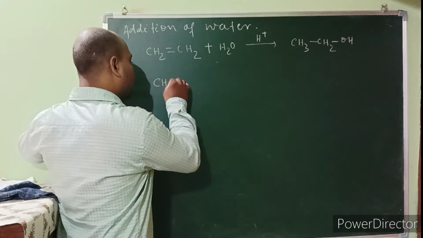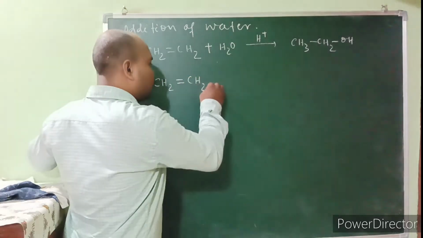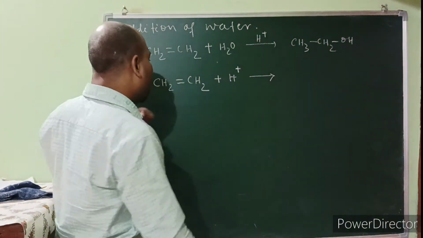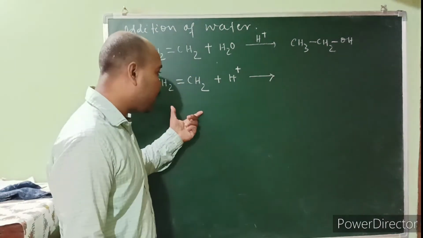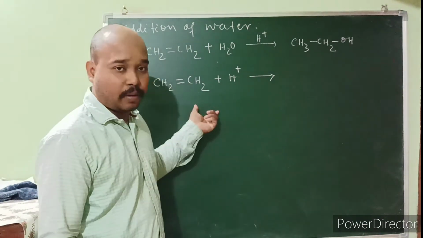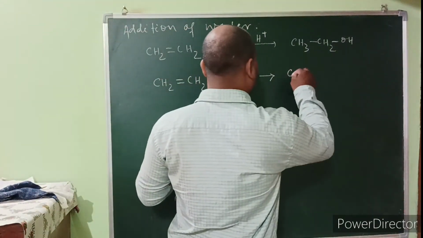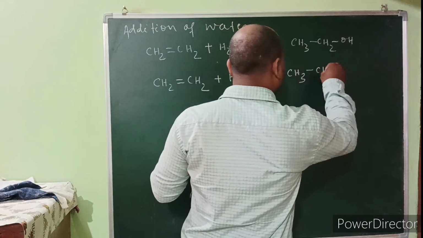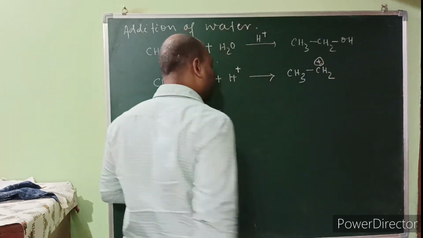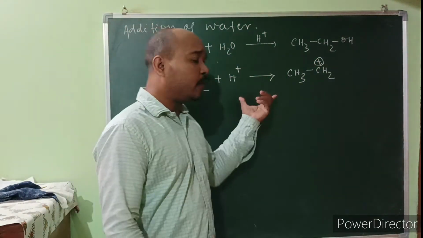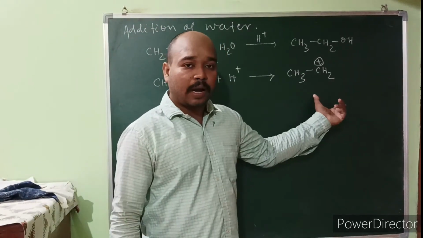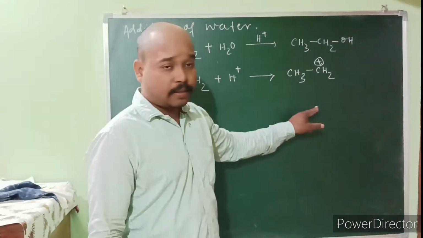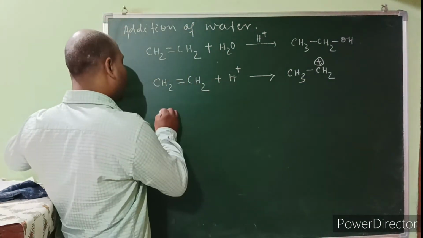In the first case, whenever there is an acid, it should be a protonation. In step 1, we will find it is a protonation. As it is a symmetrical alkene, the proton can be attached to any carbon. So what will be our product? CH3 CH2 plus. So in the first step, during the protonation, we got a carbocation. In the second step, water will attack the carbocation. So what is our product?